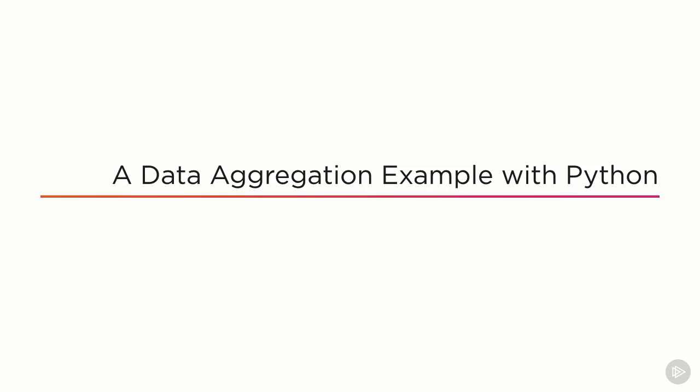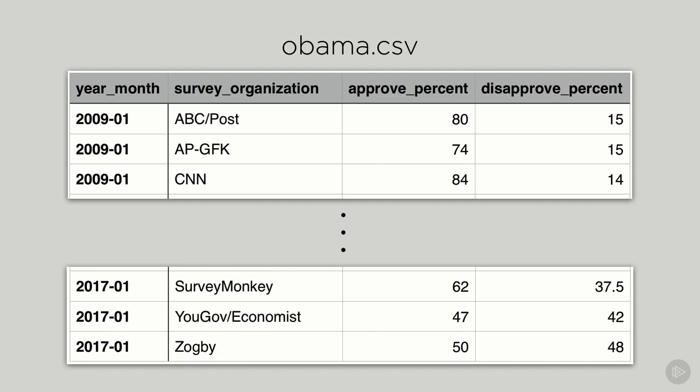In the next few videos, we're going to see examples of how to aggregate data and how to randomly sample data in Python. Let's first see how to aggregate data. For this, we're going to use a new dataset called obama.csv. It's in the before folder of the demo files for this module.